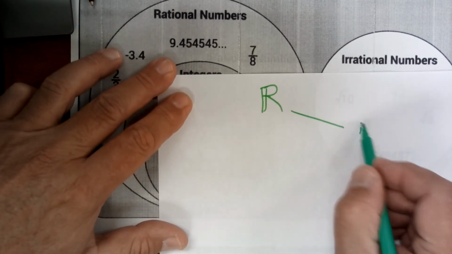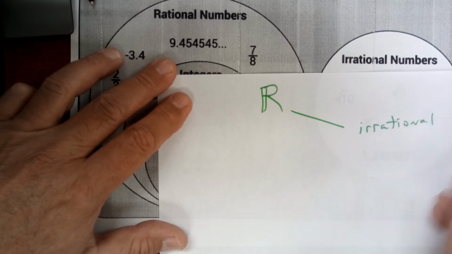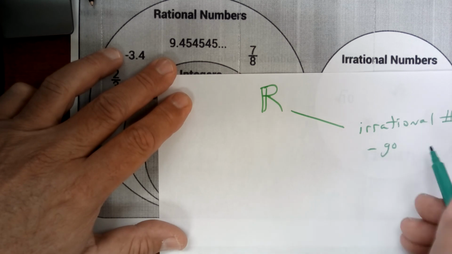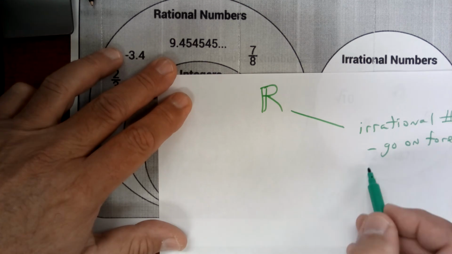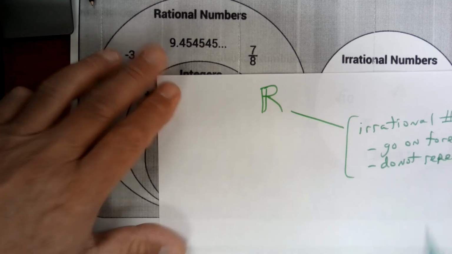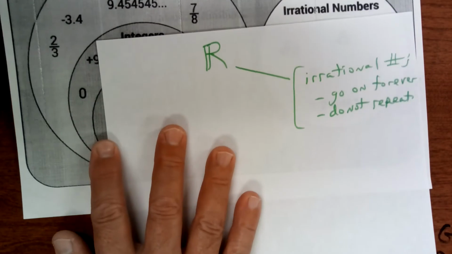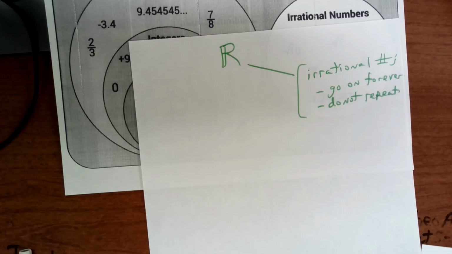So irrational numbers, and you should be writing this down, all right, they go on forever, and they do not repeat. Write that down. And you got to memorize this, okay? These are numbers classification. Let me move this over a little bit so you can see it. In fact, let me make it a little smaller so I can get more of a range here, okay?